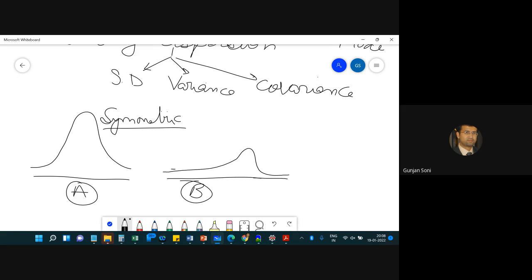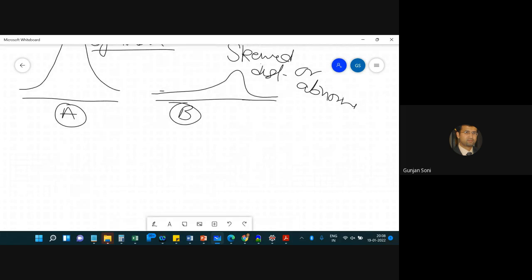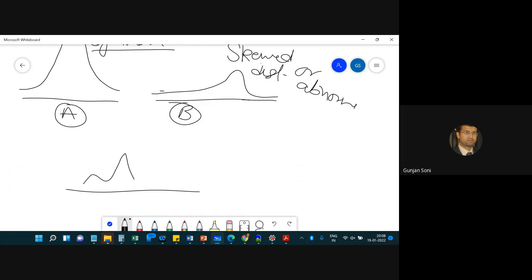This is a symmetric distribution. This is a non-symmetric or skewed distribution, or abnormal distribution, you can say. Okay, there may be other scenarios like this. The data may also be distributed like this. So talking about mean does not make much sense here. But if the data is distributed symmetrically, why do you think talking about mean will make some sense in symmetric and not in asymmetric?